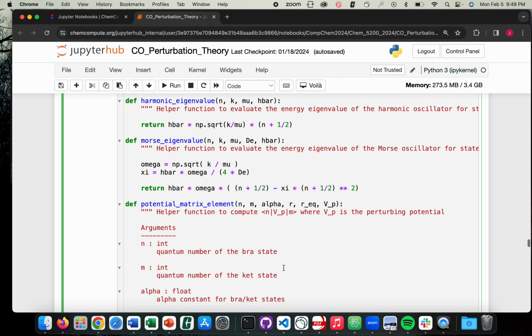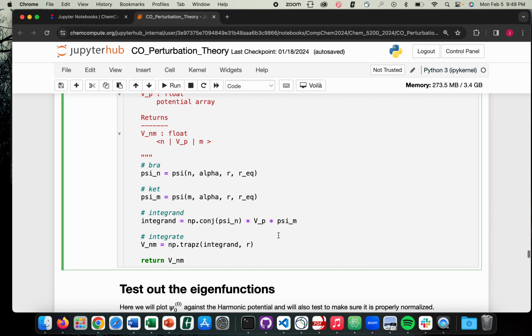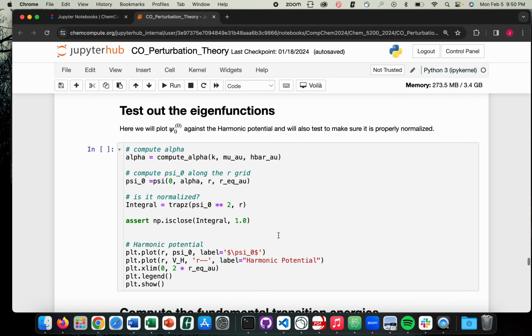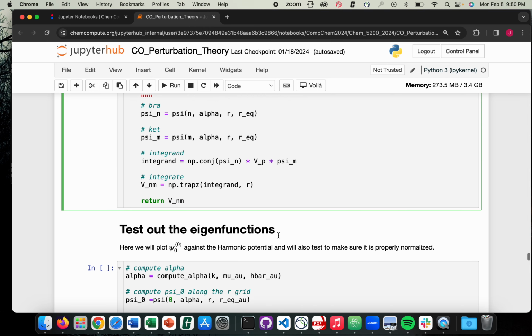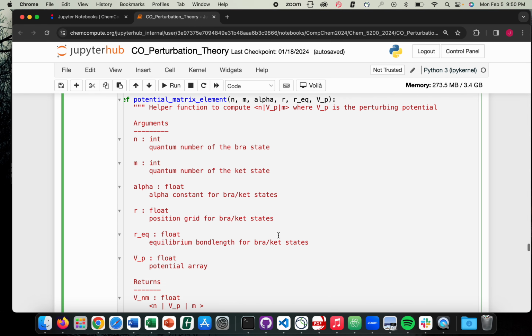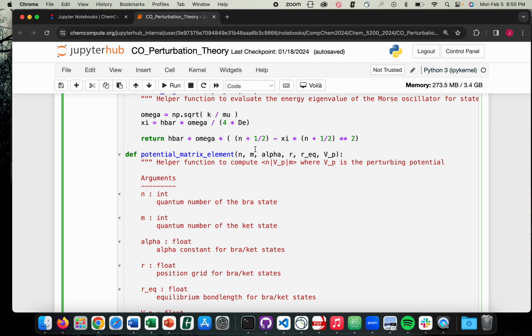So the last thing that I'll walk through before we run this line down below to test out the eigenfunctions is this compute potential matrix elements. This is one more helper function which we're going to use along with our perturbation theory.